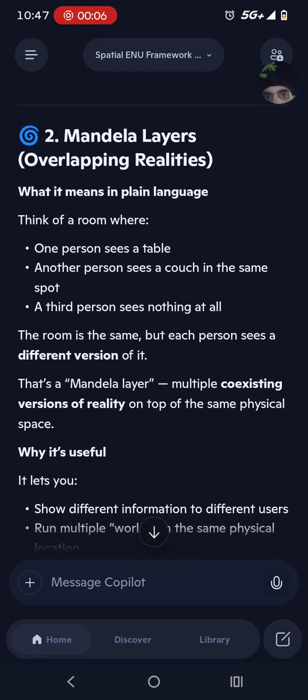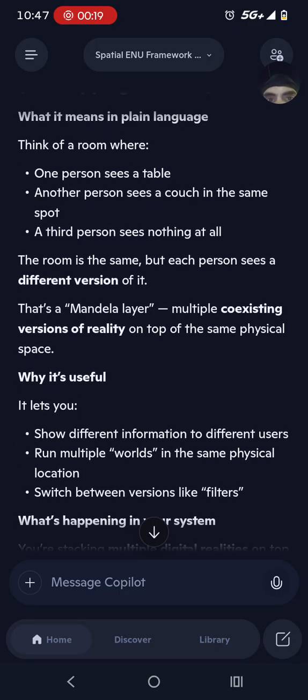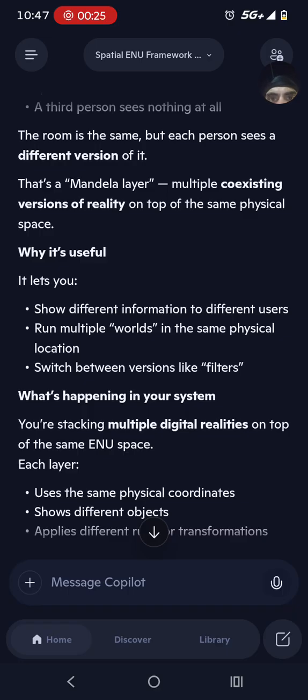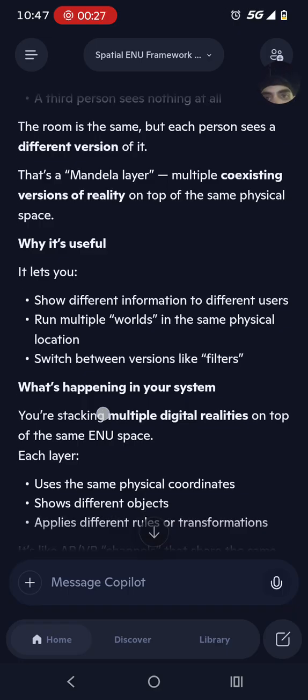Mandela layers, overlapping realities. What it means in plain language: think of a room where one person sees a table, another person sees a couch in the same spot, a third person sees nothing at all. The room is the same, but each person sees a different version of it. That's a Mandela layer. Multiple coexisting versions of reality on top of the same physical space.